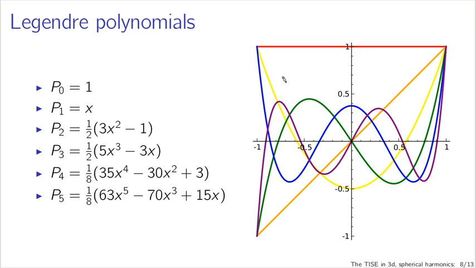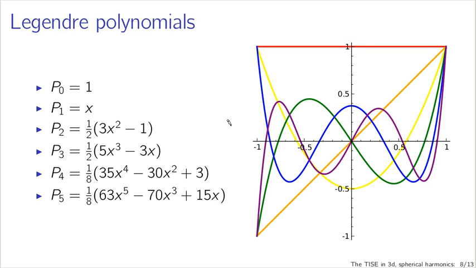But just to give you a feel for what they look like, the zeroth order Legendre polynomial is just a constant. First order is a line. Second order is a parabola, the yellow curve here. Third order, of course, is a cubic, the green curve. Fourth order is a quartic, the blue curve. And fifth order is a fifth order polynomial given by the purple curve here.